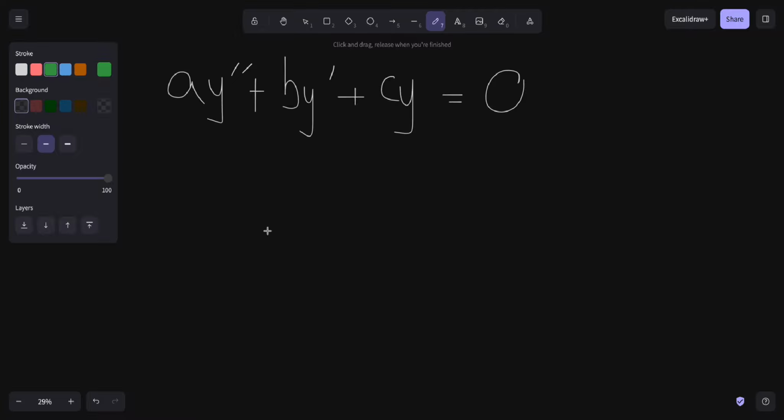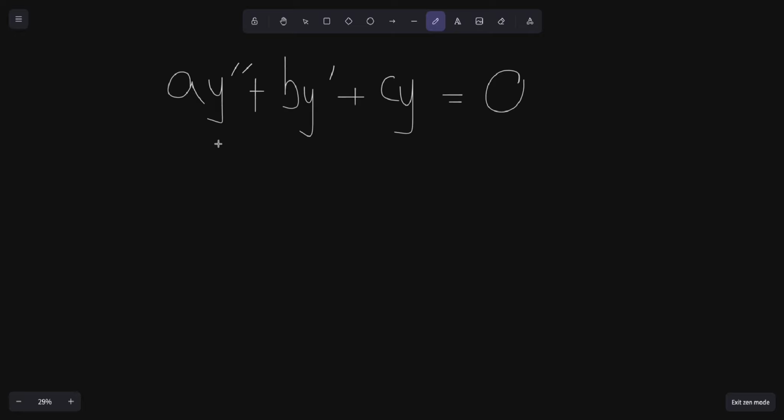And of course, it falls into many categories, but you can name a few, right? This is going to be linear. This is a linear differential equation. It's also homogeneous because, well, look what's on the right hand side. It's going to be equal to 0, right? And of course, it's second order.